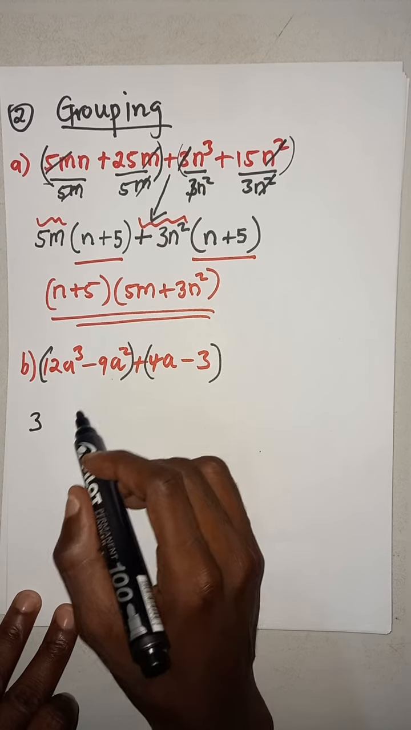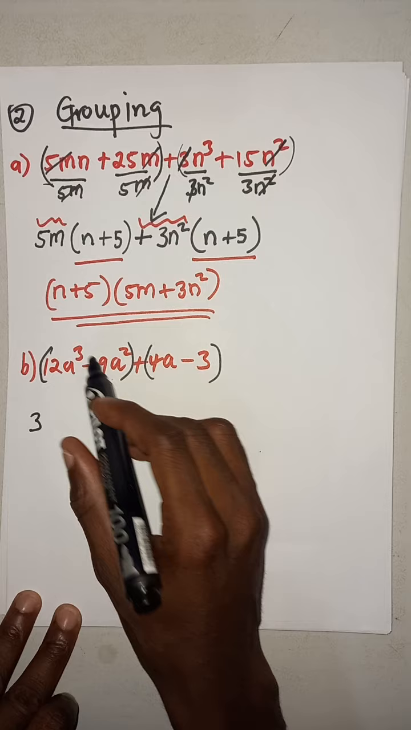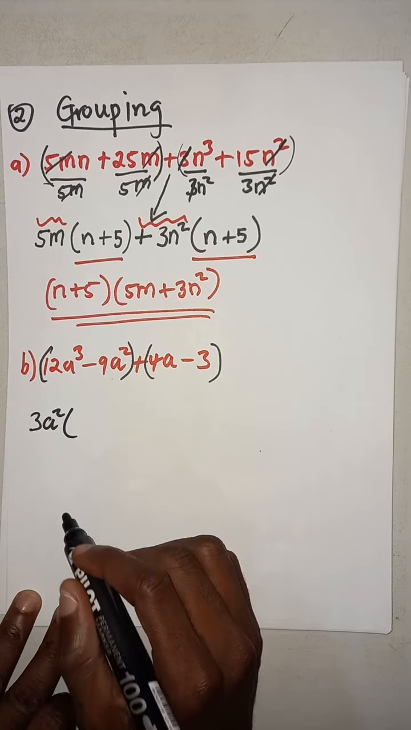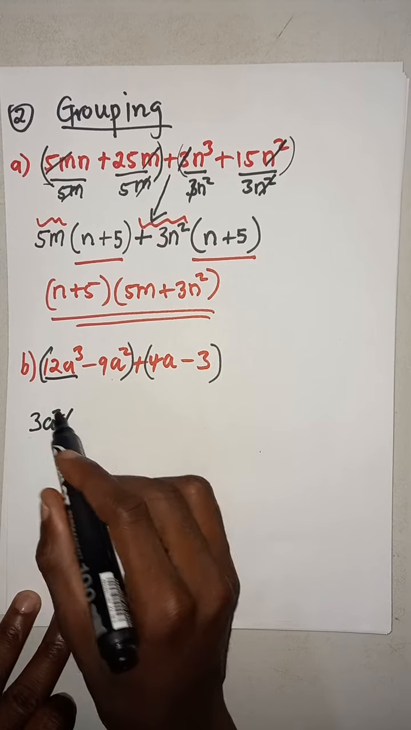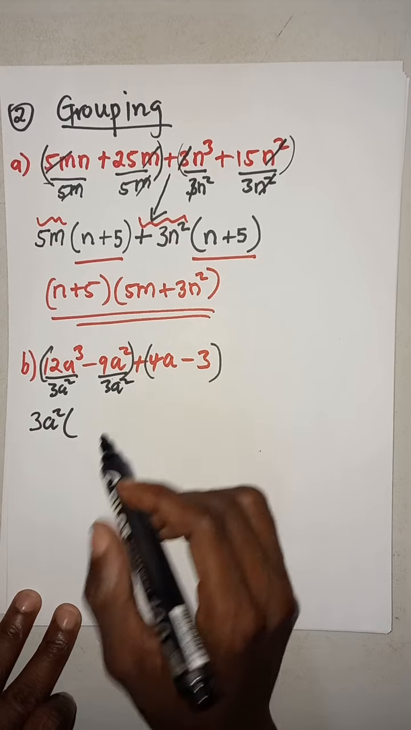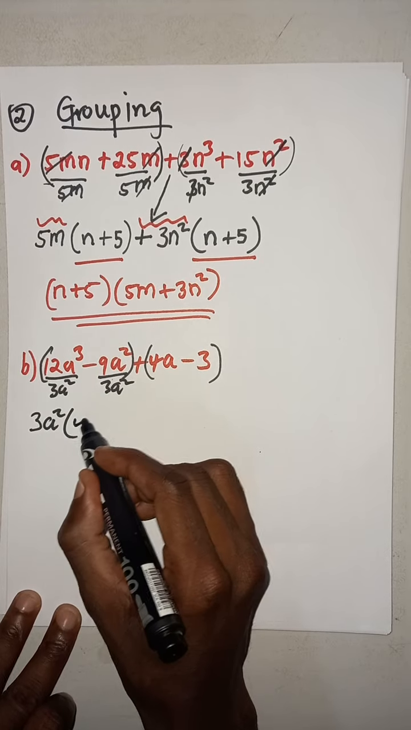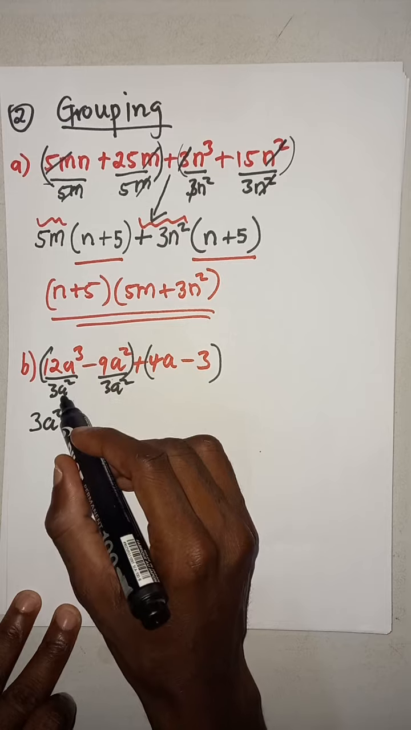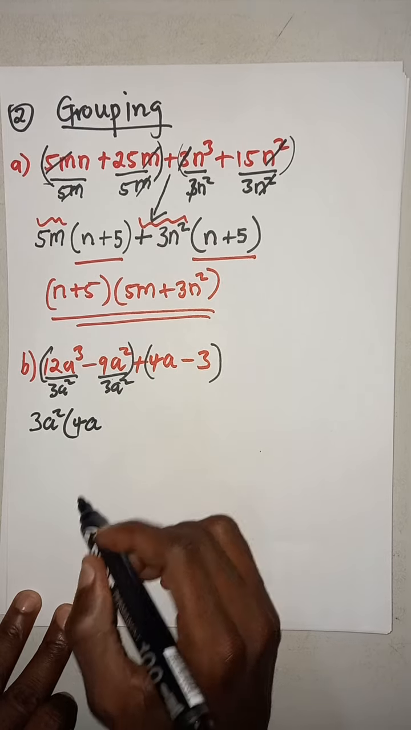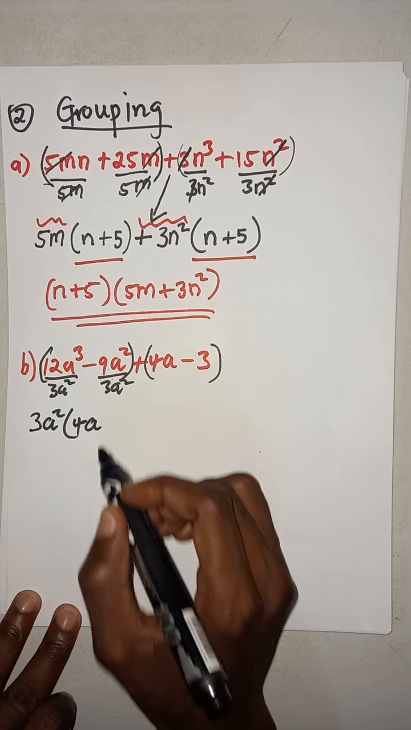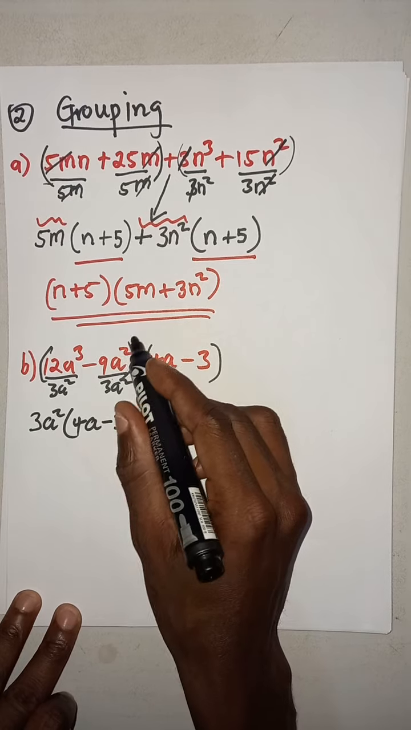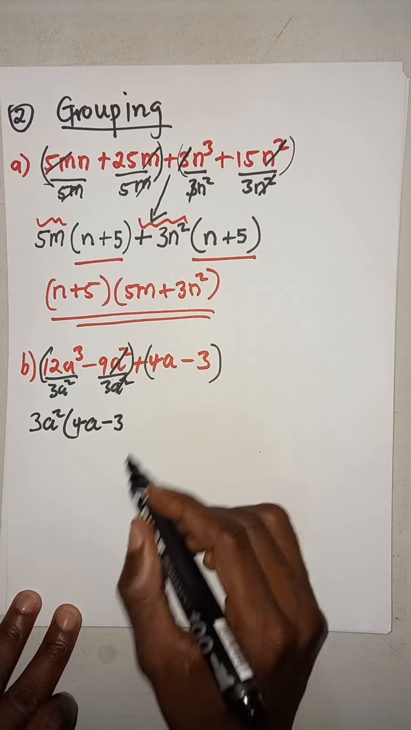The letter appearing on both sides is a cubed and a squared, which means I take a squared, the smallest power, and open my bracket. I divide everything by what is outside, 3a squared. 12 divided by 3 gives me 4. A to the power 3 divided by a to the power 2, 3 minus 2 is 1, which means a to the power 1. Negative 9 divided by 3 gives me negative 3. a to the power 2 and a to the power 2 will cancel.